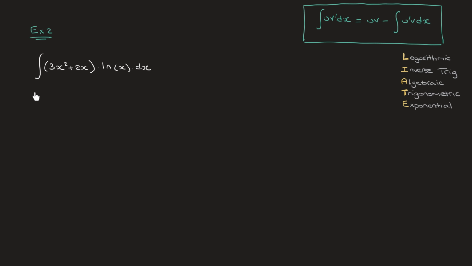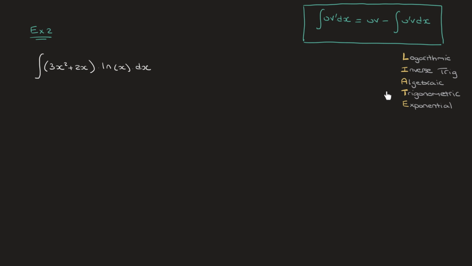In this second example, we can see that once again we need to integrate a product of two functions. Indeed, one of them is 3x squared plus 2x, and the other is ln of x. In the upper right-hand corner here, I've reminded us of the formula for integration by parts, and I've also written down the acronym we just learnt about. Okay, to use the method of integration by parts, the key is to make the correct decision when it comes to which of these two functions we call u.